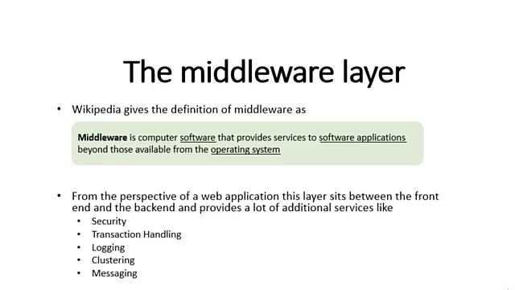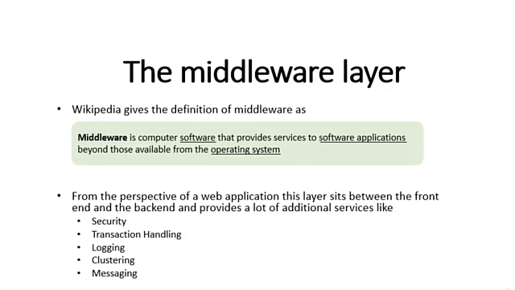The middleware layer is computer software that provides services to the software applications beyond those that are available from the operating system. This is the definition given by Wikipedia. Actually, this is in addition to what is expected from the system.